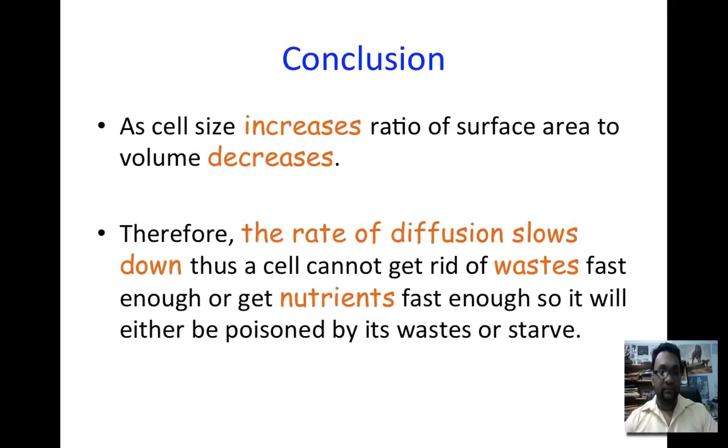So in conclusion, as cell size increases, the ratio of surface area to volume decreases. Therefore, the rate of diffusion slows down. Thus, a cell cannot get rid of waste fast enough or get nutrients fast enough. So it will either be poisoned by its waste or starve.